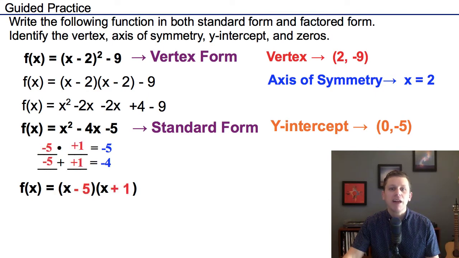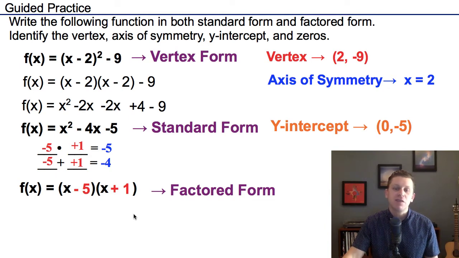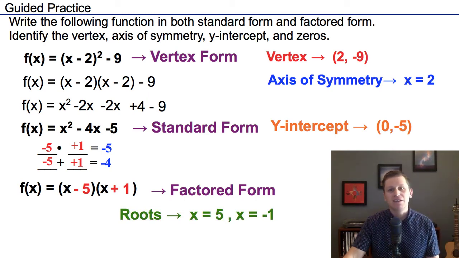Place those numbers in the blanks, and we have now written our quadratic function in factored form, which is also known as intercept form. They mean the same thing. Once we have the factors of x minus 5 and x plus 1, the zeros will just be the opposite of those. So if I have a factor of x minus 5, the zero or the x-intercept will be x equals 5. If I have a factor of x plus 1, the zero would just be x equals -1, which we can also refer to as the roots. The zeros are x-intercepts. That's all the information that this problem asks for.